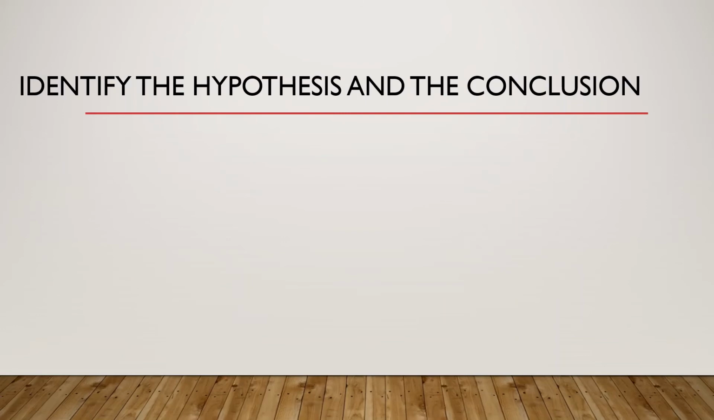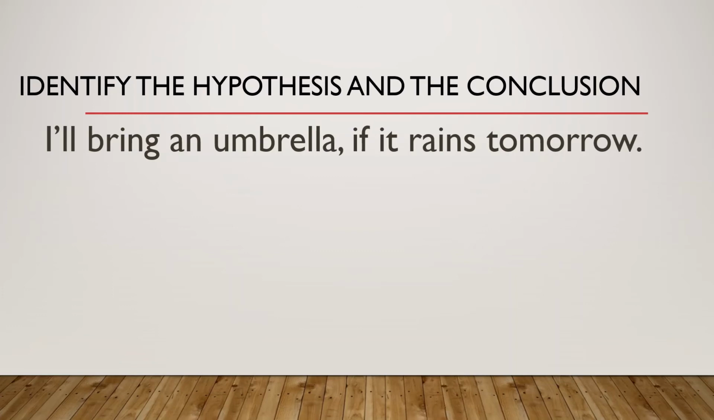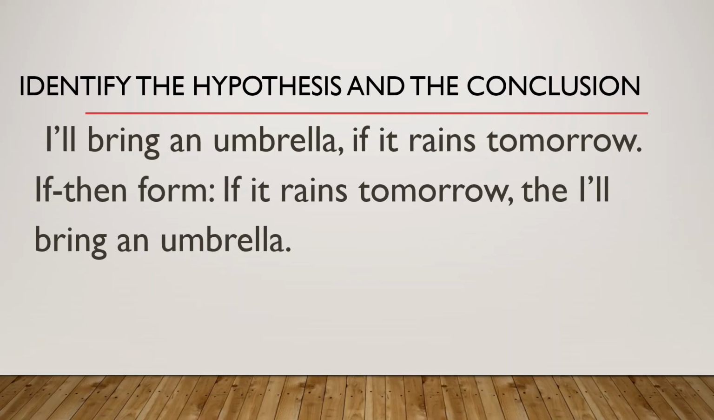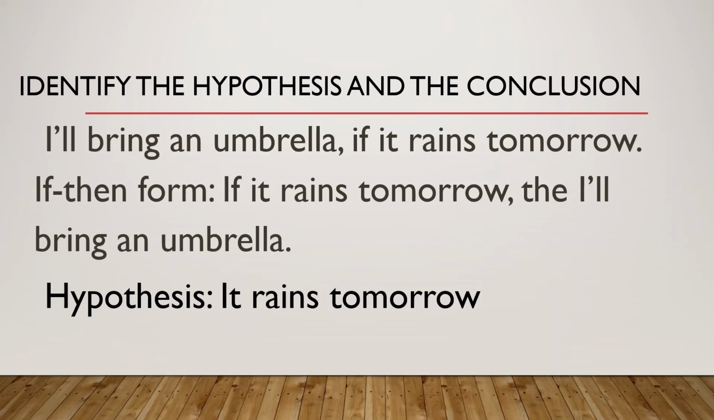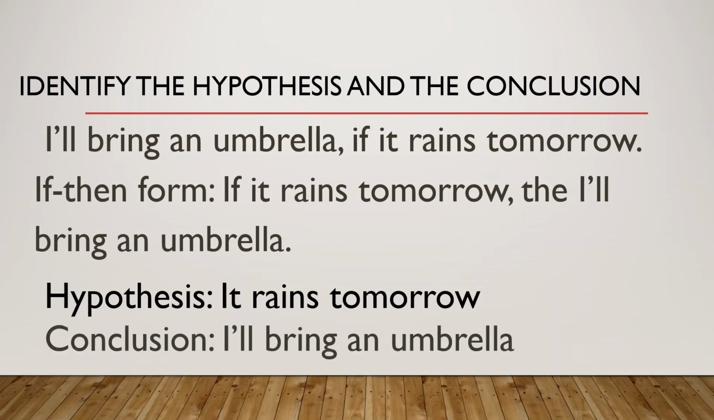Let's try more. Now, identify the hypothesis and the conclusion of the following statements. I'll bring an umbrella if it rains tomorrow. To easily identify the hypothesis and the conclusion, write it in if-then form. So, in if-then form, we have: if it rains tomorrow, then I'll bring an umbrella. Now, what do you think is the hypothesis? Correct! The hypothesis is it rains tomorrow. How about the conclusion? Yes, you're right. The conclusion is I'll bring an umbrella.